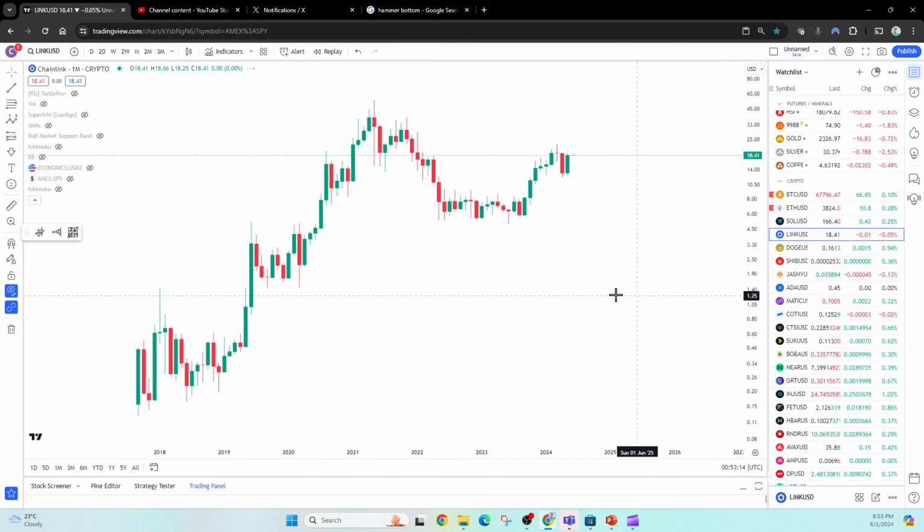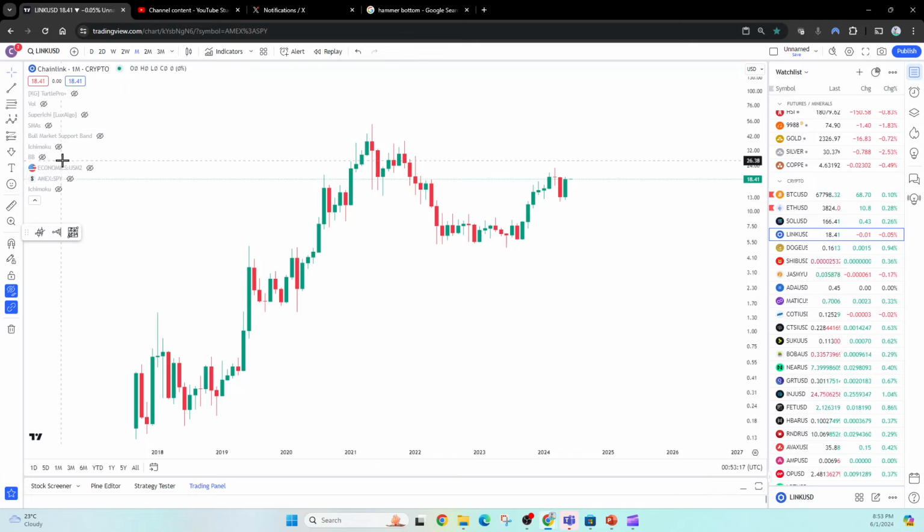If you want to look at another large cap crypto and try to figure out what it's doing, a little bit underperforming here, both Bitcoin and Ethereum.